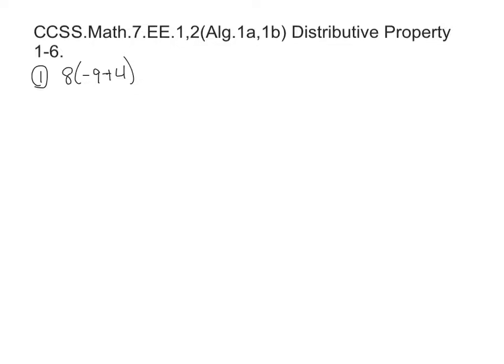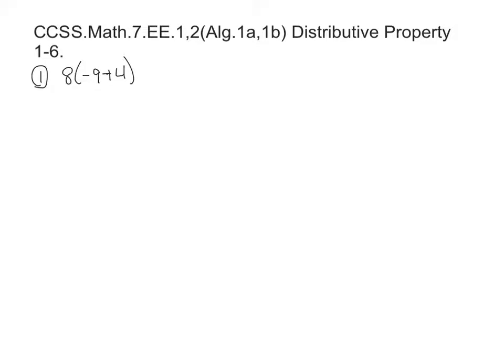Common Core State Standards, Math, 7th grade, Expressions and Equations 1 and 2, Algebra 1A, 1B in the graduation standards. And this is the distributive property, and I'm going to give a couple of examples. One of the examples, the first one, is one I really don't like, but we're going to go through it because in the event that you're ever asked this, you need to be able to do this. So distributive is kind of like a double multiply.